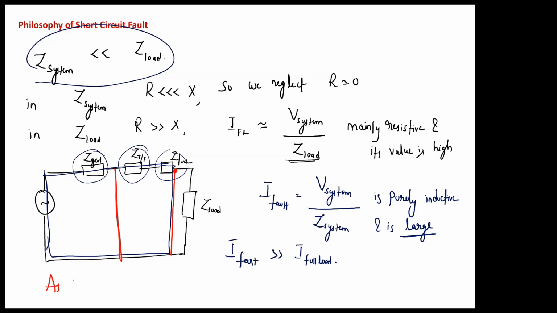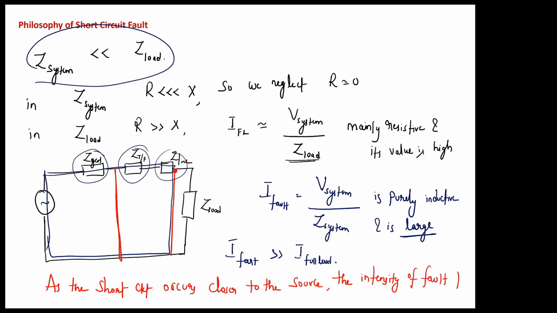As the short circuit occurs closer to the source, the intensity of the fault increases. Understand? The fault intensity will increase. That means the fault current will increase. So the most dangerous fault is the fault at the terminals of the generator. The least severe fault is the fault which is occurring at the terminals of the load. Okay. So likewise, the fault current also keeps on varying depending upon the location of the fault.